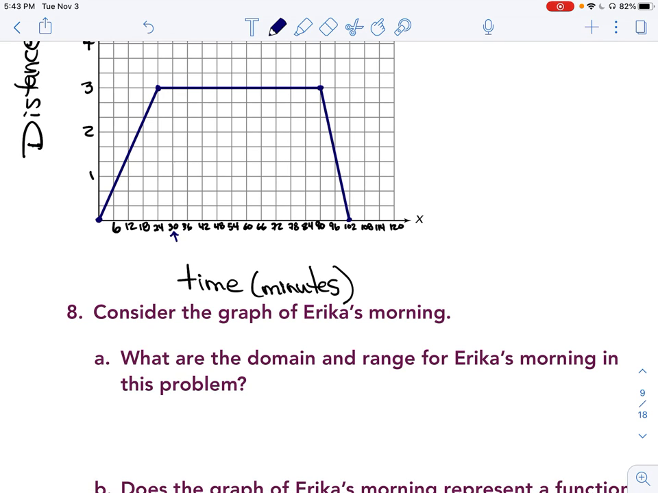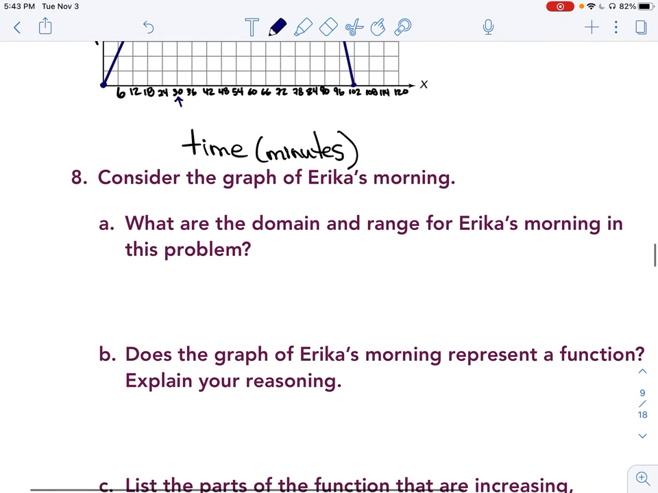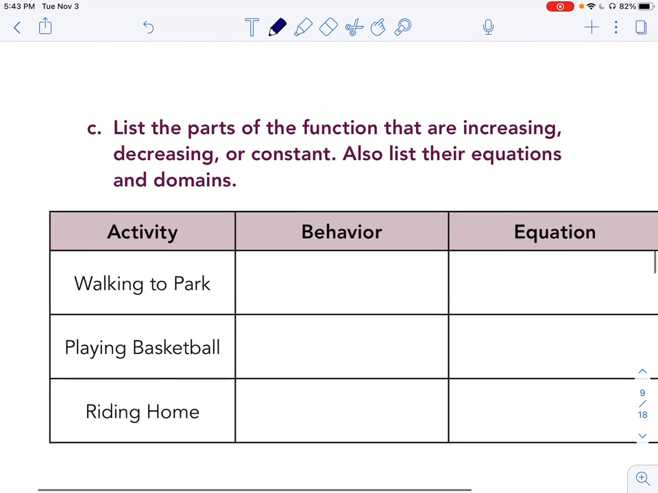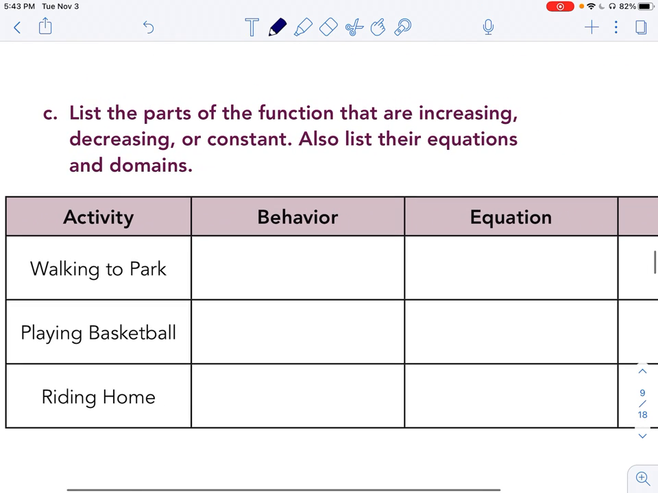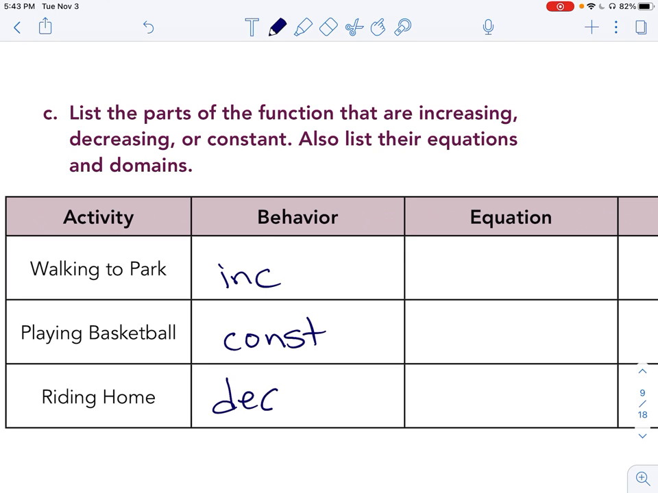Consider the graph of Erica's morning. What are the domain and ranges for Erica's morning in this problem? Okay, so didn't we just do that? And her range, we already did that. But we want to come down here and talk about this. Behavior means, is it increasing or decreasing? We talked about it. Walking to the park, she increased. She stayed constant while she was at the park. On her ride home, it was decreasing.